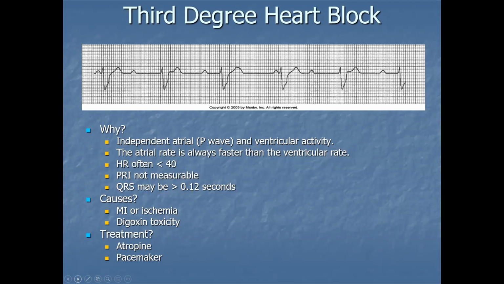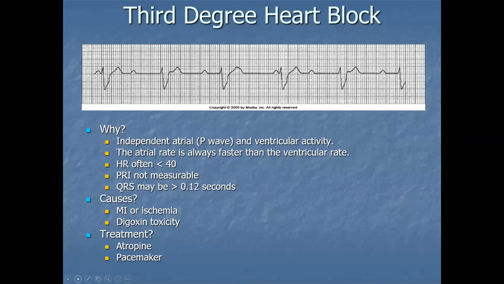Independent, again, atrial P wave and ventricular activity. The atrial rate is always faster than the ventricular rate. Heart rate is often less than 40. Think about that. PRI, not measurable. QRS may be greater. So it's kind of this elongated thing that's going on here.